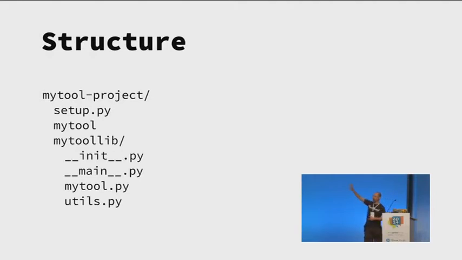So here we've got the setup.py that we've written. I've got an example on the next slide. And we've got our actual script, which is mytool. And that should be tiny. That should be really, really small.